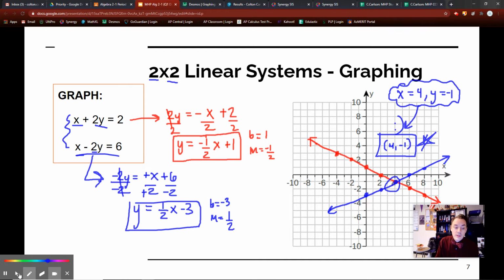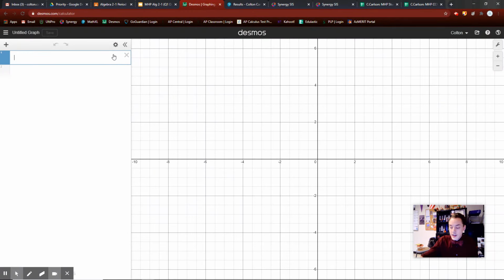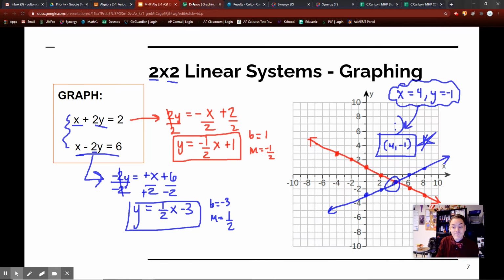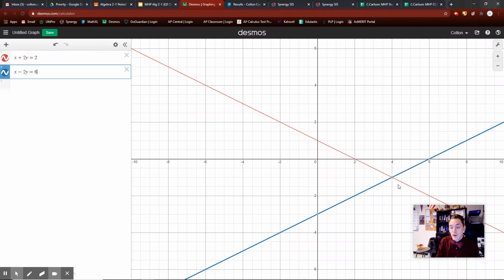Now, if I graphed it on Desmos, I just want to show you. I won't do this every time, but I will show it to you now. So if I graph those literal equations, x plus 2y equals 2, and then my next one, x minus 2y equals 6. My first one was red, my next one was blue, just like what I have here, right? You see it? Same exact thing. Now watch. What is that point? That point is the same point that we got when we graphed it by hand, 4, negative 1.